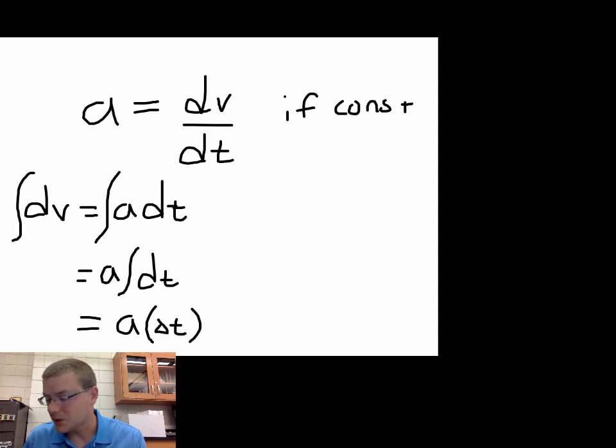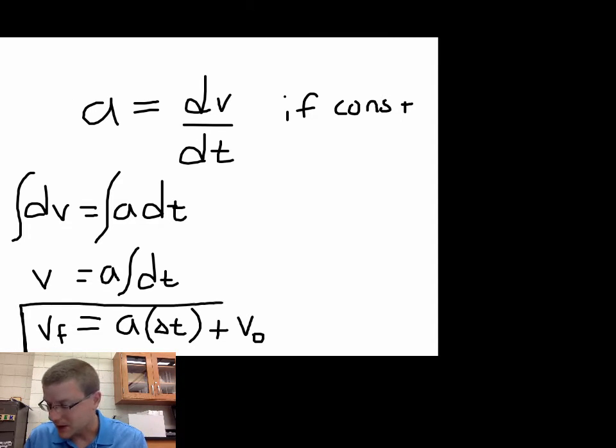Now when we do integration, we need to add in a constant of integration. Over here, dv would give me just v, so this would really be my final velocity, plus a constant of integration. In this case, it would be my starting velocity, which if you look, taking the integral of acceleration with respect to time, I end up with that first kinematics equation that we derive from the slope of a line.